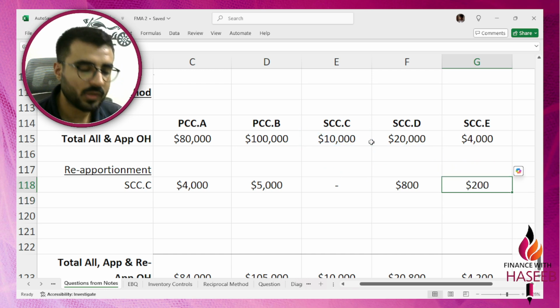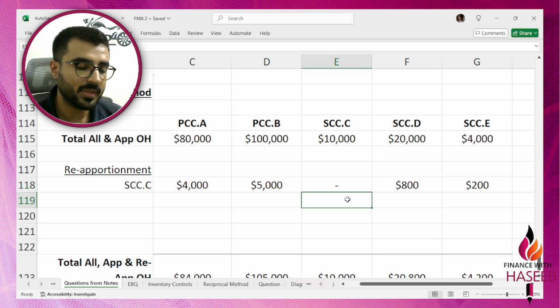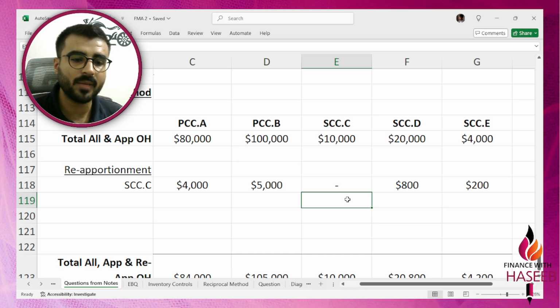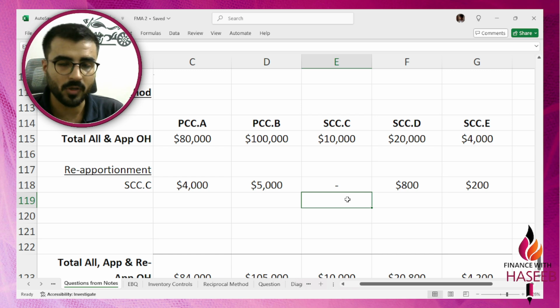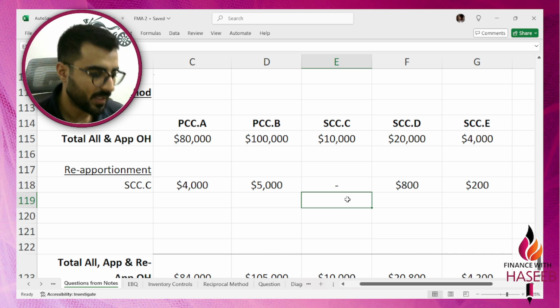So we have now shared the service cost center overhead between production cost centers and service cost centers as well, because they are taking service. You can look from the perspective of service cost center D. Service cost center D is taking service from service cost center C, right? So this means that service cost center C's overhead must be shared out to service cost center D, because this would be fair. If you are not giving any share to service cost center D, then that won't be fair, because service cost center D is using the services from service cost center C. So this is all.